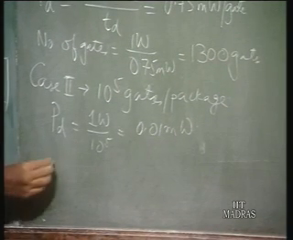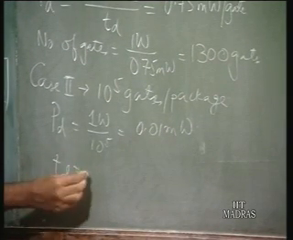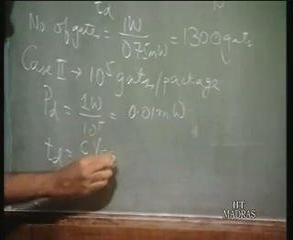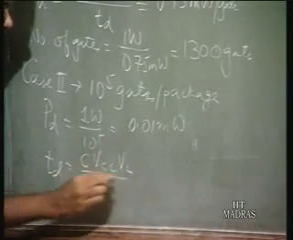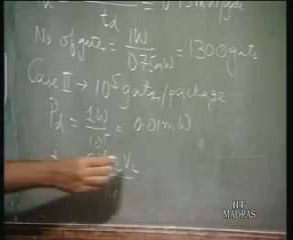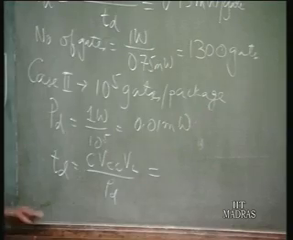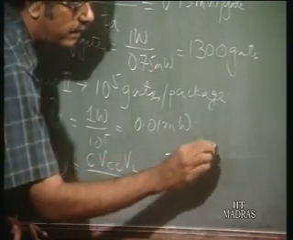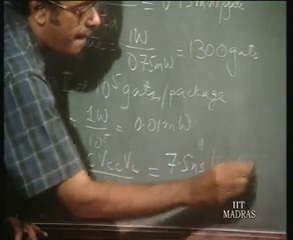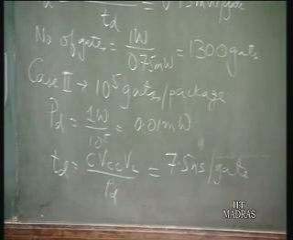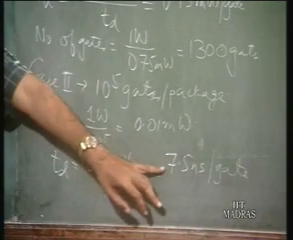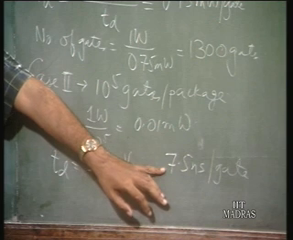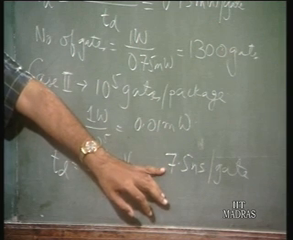Now, if you write TD, you put down the values C, VCC, VL by PD which you got here. You will find that the delay is going to be 7.5 nanoseconds per gate. You can just put down the values and you get this. Which means that the delay is going to be much higher.